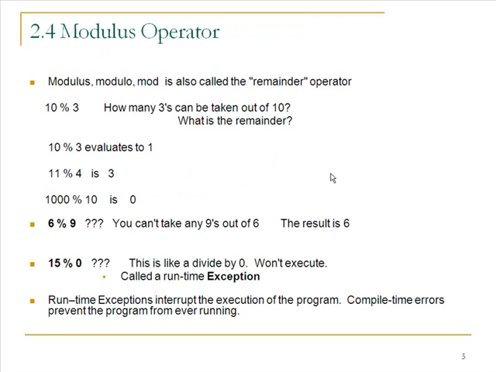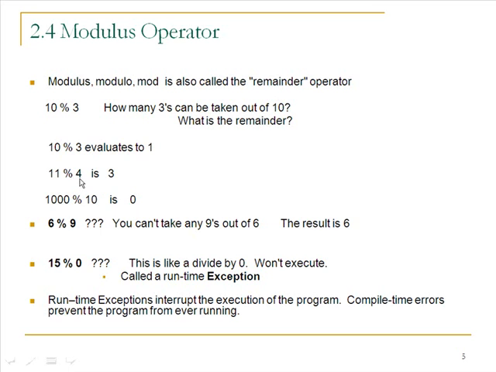Okay, now let's look specifically at the modulus operator. Sometimes people call this modulo or just mod, and we think of this as the remainder operator. So if we have 10 modulus 3 or 10 mod 3, think of this as how many 3's can be taken out of 10 and what's the remainder. So this expression evaluates to 1. There are 3 3's in 10 with 1 left over.